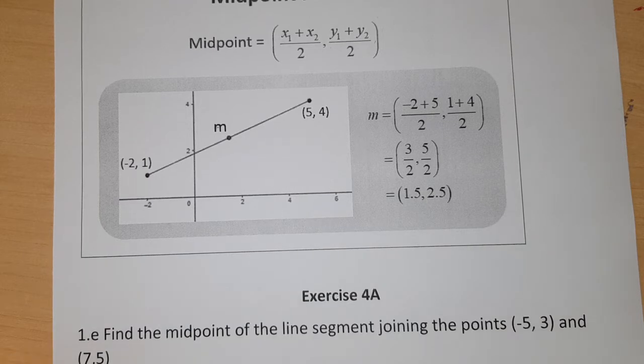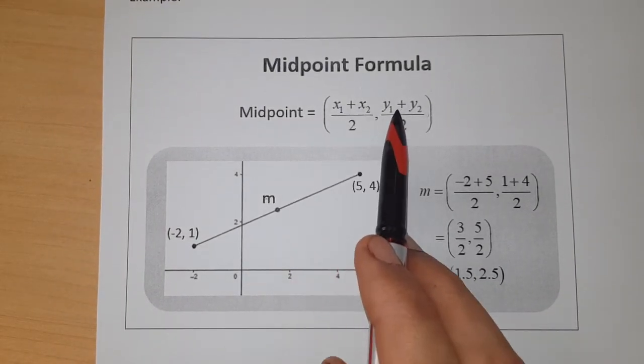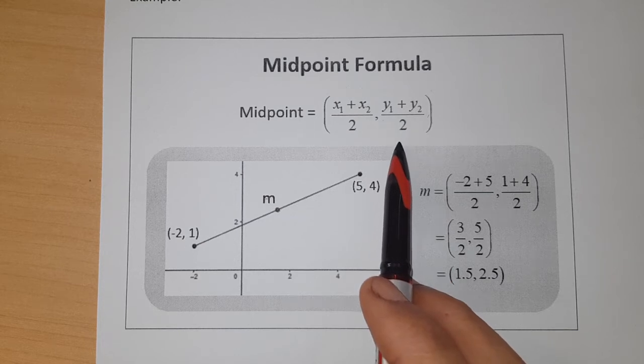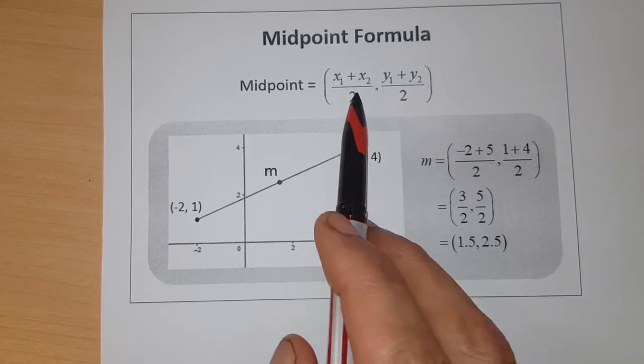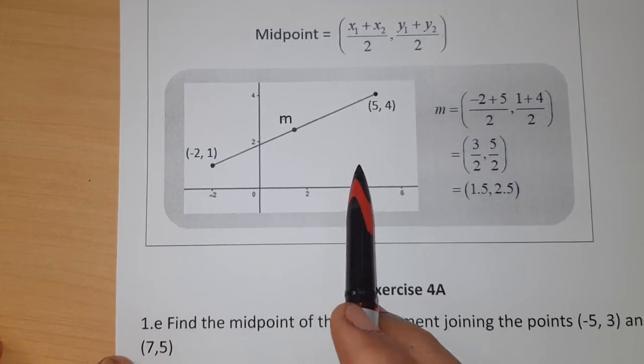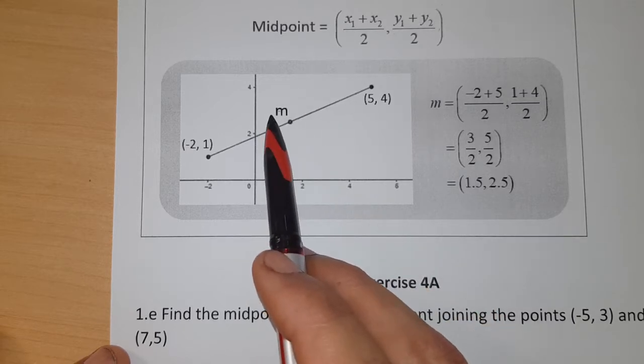Okay? So the midpoint formula: the midpoint is the sum of x over 2 and the sum of y over 2, or the average of x and the average of y, in the same order, x first and then y. This is an example for this application.